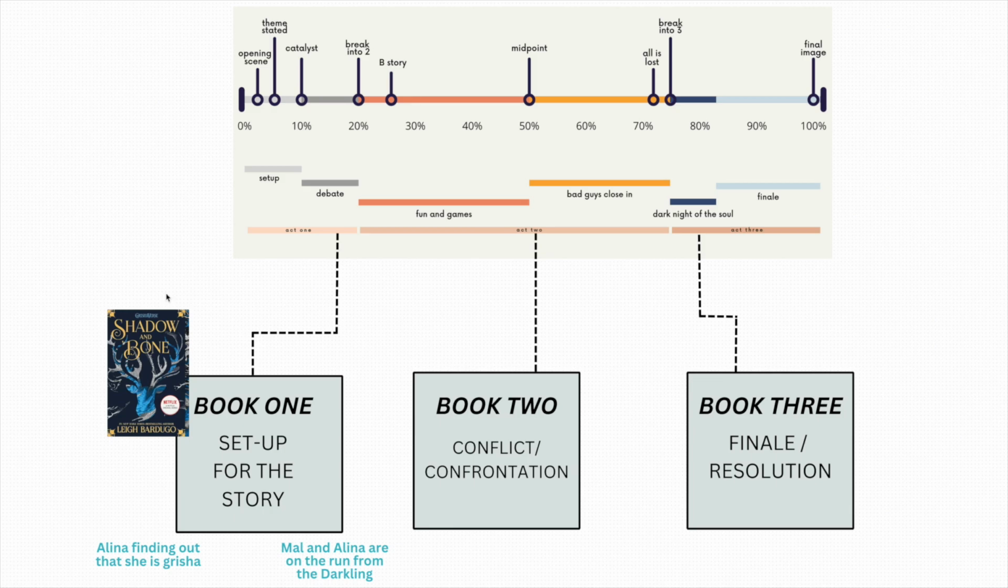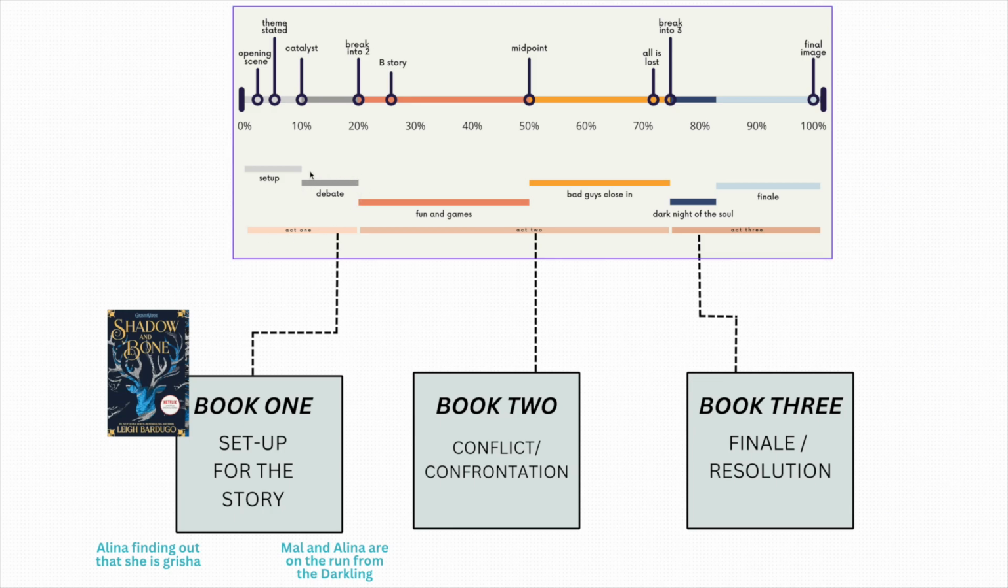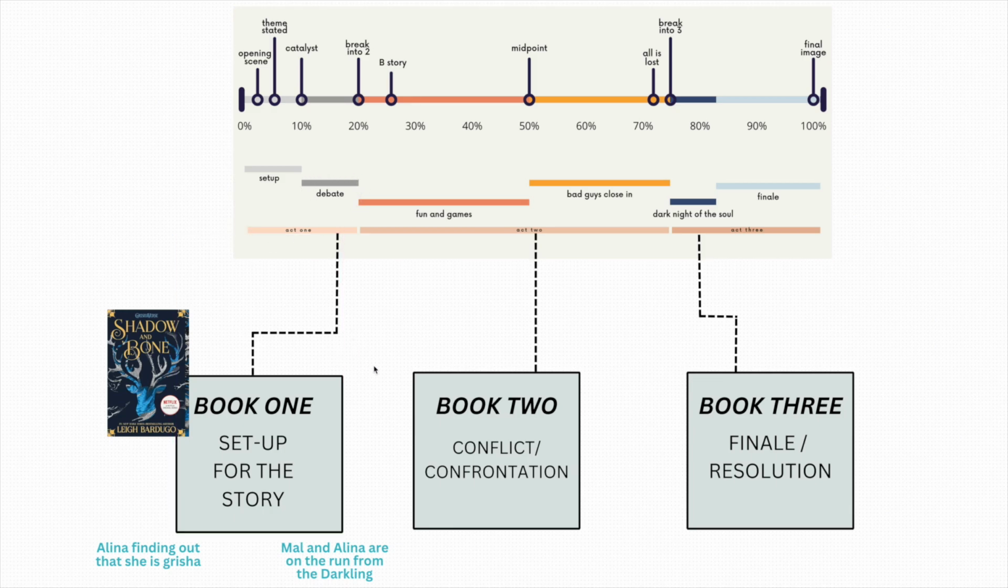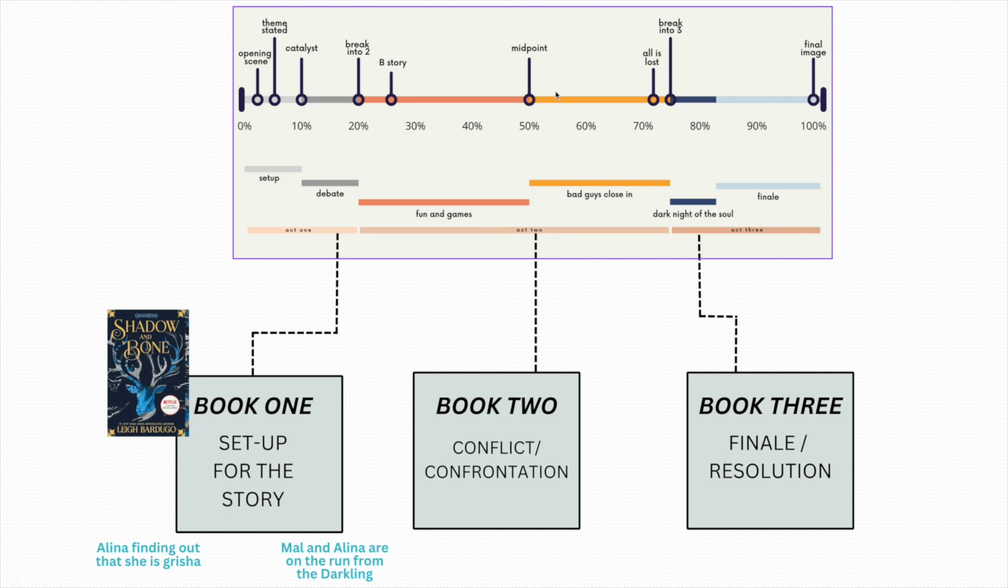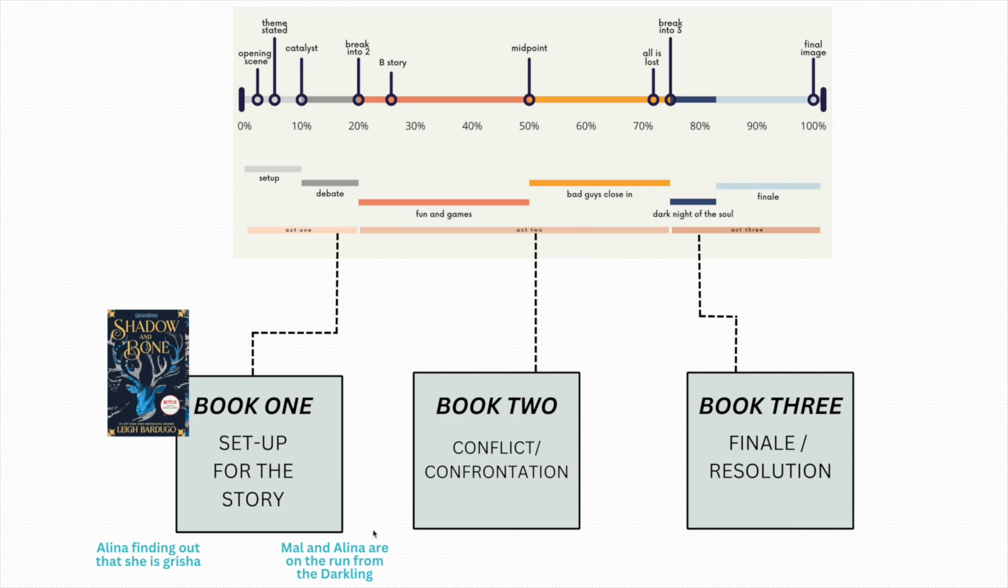Alina is in this debate stage in book 1 because she is debating, like, am I cut out for this life? Am I good enough to be a Grisha? Am I good enough to be this chosen one? She really struggles with that. And at the end of book 1, she makes her choice. That pushes her into the rest of the story, kind of pushes her into that fate, that unfamiliar situation where Mal and Alina are on the run from the Darkling.